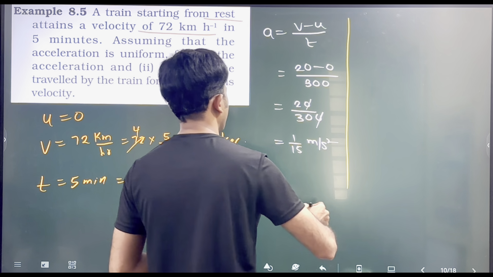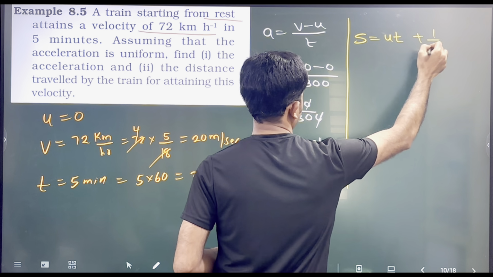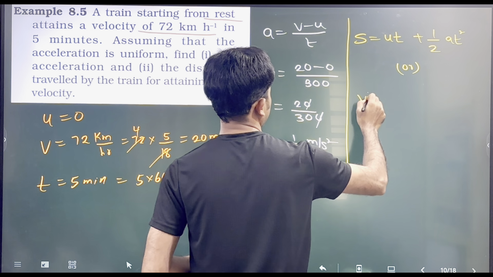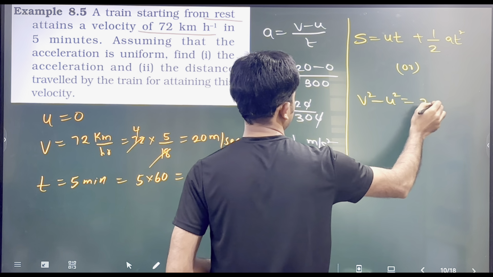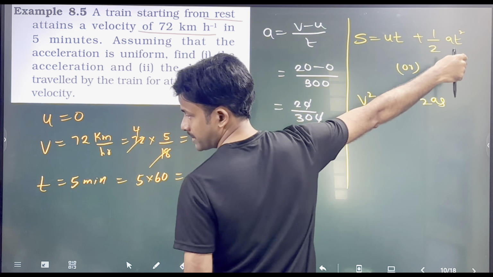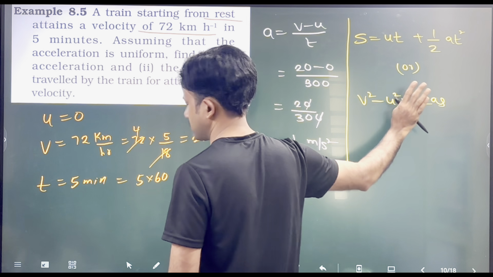distance traveled. So distance traveled is s equal to ut plus half at square. This one I can also use, or you can use v square minus u square equal to 2s. Any one of these you can use. So I am using s equal to ut plus half at square. Why? Because we can use these two formulas also. You will get the same answer.